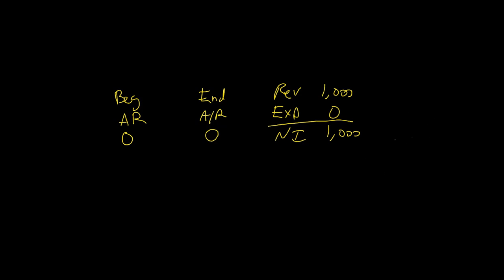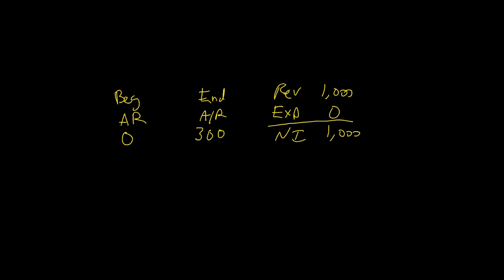So in this case, there would be no need for adjustment, right? Because we had net income of 1,000 and our collections are 1,000. So there would be no need to make adjustments there, right? Now let's assume our ending receivables is $300. So in this case, we would need to subtract $300 from our net income.